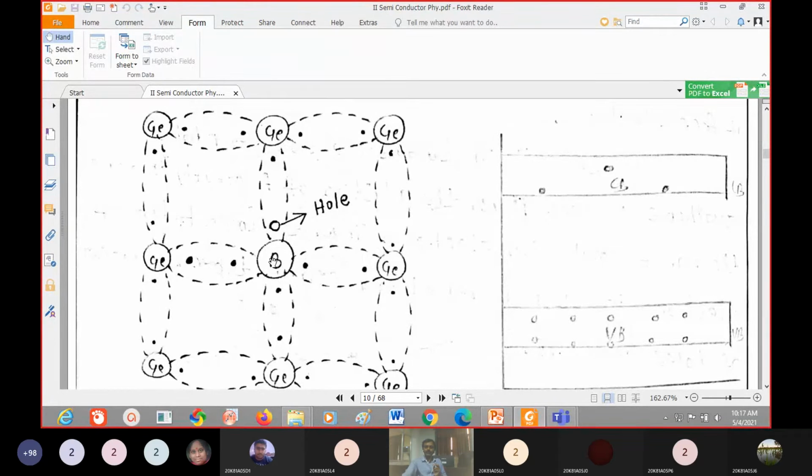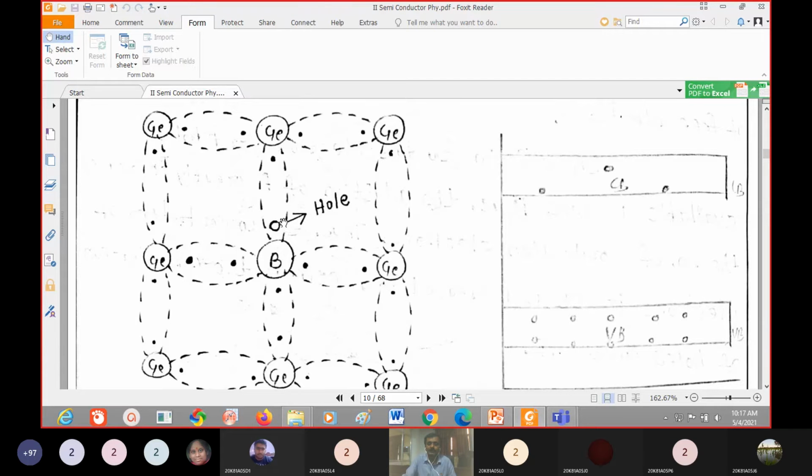it will form covalent bonds with the surrounding germanium atoms. But boron has only three valence electrons, so it forms covalent bonds with only three germanium atoms. Germanium requires four valence electrons, so one electron deficiency will be present while bonding.